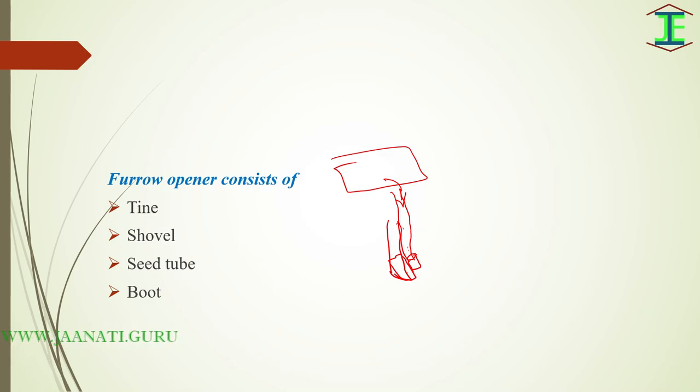And the minimum diameter of this seed tube or fertilizer tube is 25 mm. And for sowing purpose, we'll use polythene or rubber tubes.